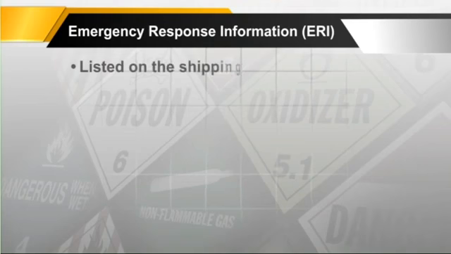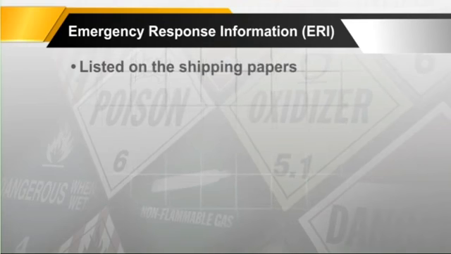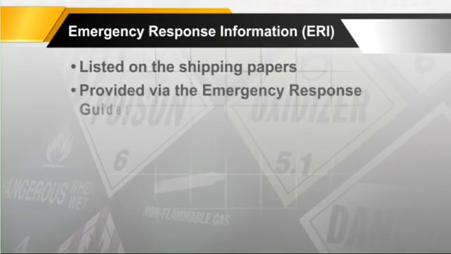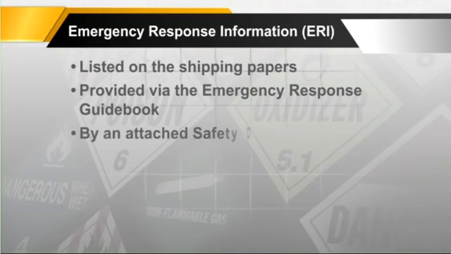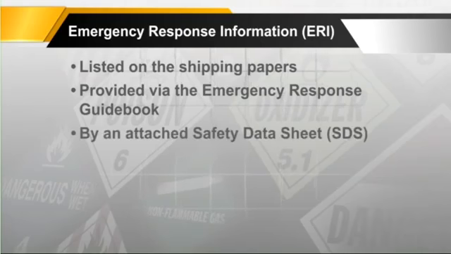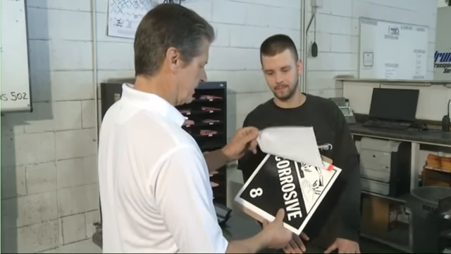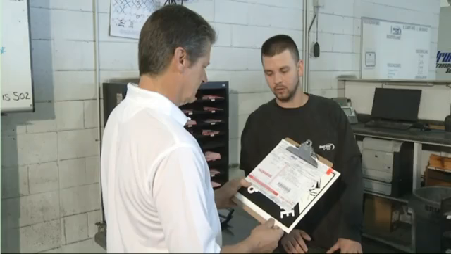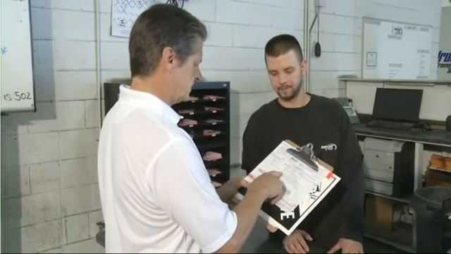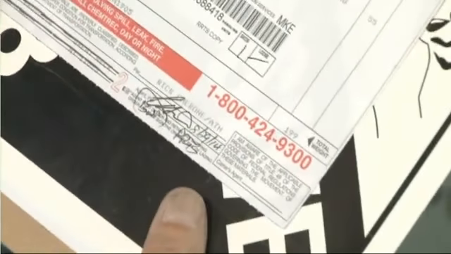The shipper may list emergency response information on or attach it to the shipping papers, or it may be provided to you via the emergency response guidebook or by an attached safety data sheet, an SDS, that contains all the required information. An emergency response phone number must also be listed on the shipping papers for most hazardous materials. Make sure an emergency response phone number is listed before you start your trip.